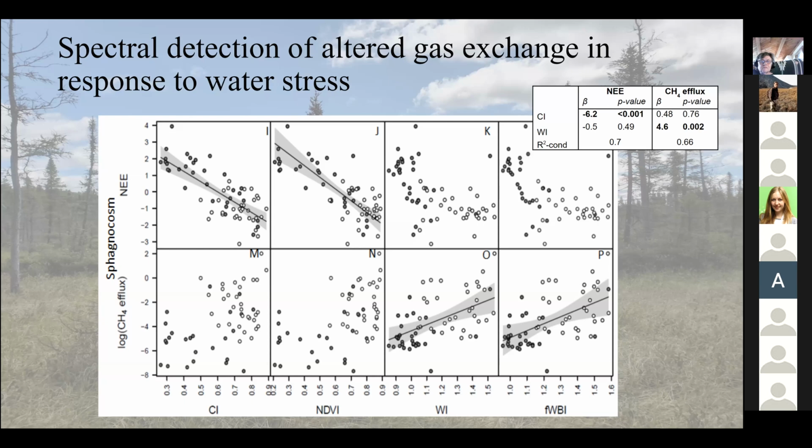And this figure is really the one telling us that not only can spectral indices detect peatland surface moisture and changes in water table depth, but they also relate to CO2 uptake and methane exchange. So this means that spectral indices can reflect the effects of water stress on gas cycling in peatlands, giving us a really valuable tool for understanding, tracking, and modeling the carbon sink status of peatlands in a warming climate.